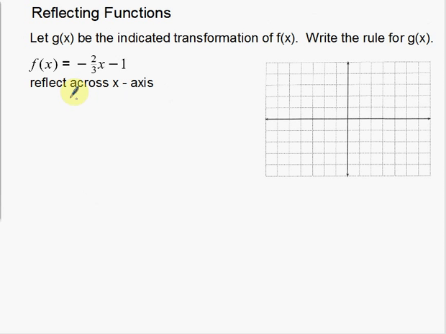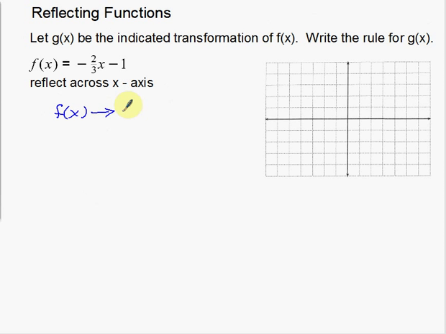So to take this function and reflect it across the x-axis, here we go. We have to take f of x, and I want to change it. Now what I'm doing is writing the mapping notation, the arrow notation, I guess, is another way to say it. So we're going to take f of x and change it. If we want to reflect across the x-axis, basically everything is going to change. Our slope is going to change, our y-intercept is going to change, everything is going to change.